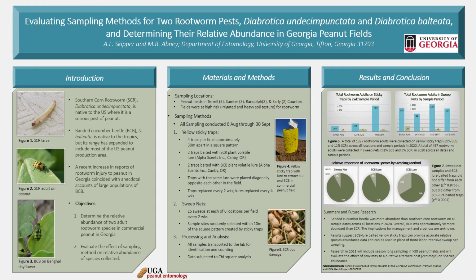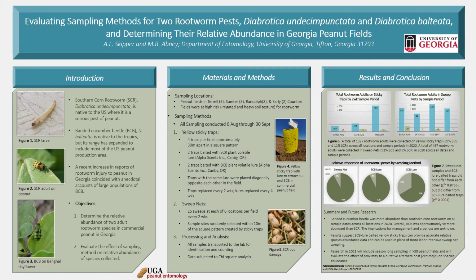After the data was subjected to a chi-square analysis, I was able to determine there was no significant difference in using the sweep net method or the banded cucumber beetle lure baited trap, but there was a significant difference for the Southern Corn Rootworm lure baited traps.